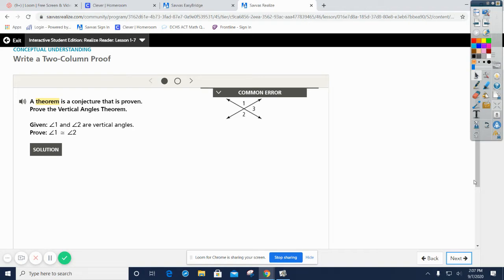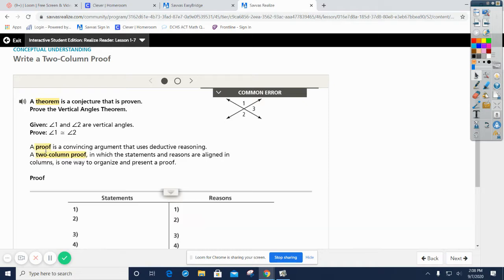But so a theorem is a conjecture. Now, what's a conjecture? Conjecture is something that it's looking at something and making a statement about that. Conjectures may be true, they may be false. We don't know. We have to prove them. So a theorem is proving a conjecture. All right, so we're proving the vertical angles theorem here. And so I'm just going to click on the solution here and let you see how they do this.